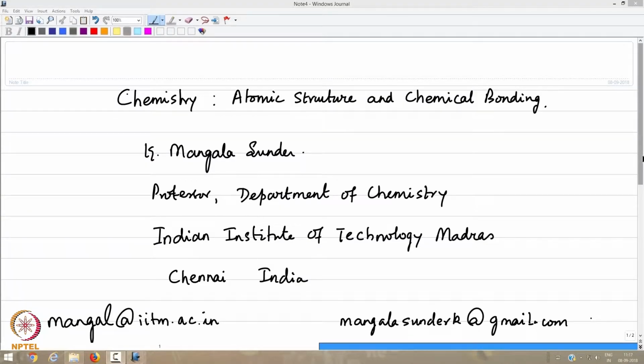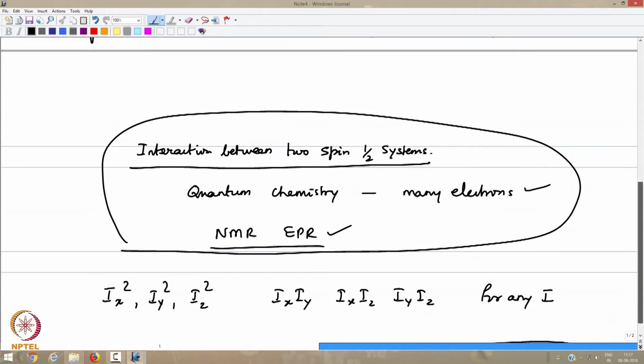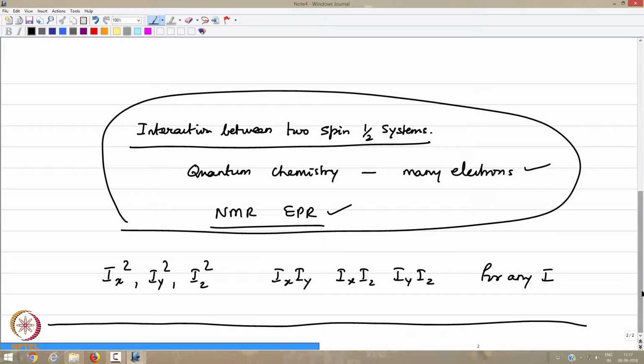Welcome back to the lectures on chemistry on the topic of atomic structure and chemical bonding. My name is Mangala Sundar and I am in the Department of Chemistry, Indian Institute of Technology, Madras. We will continue with the lecture on the interaction between two spin-half systems, quantum chemistry.